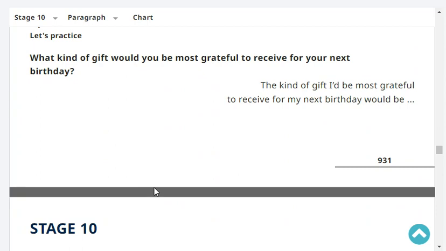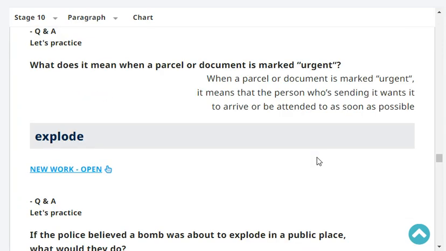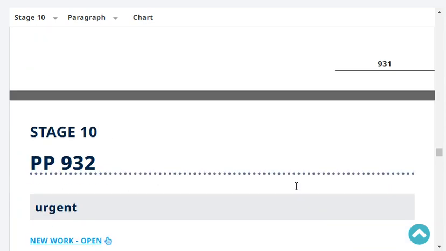Reggie, what kind of gift would you be most grateful to receive for your next birthday? The kind of gift I'd be most grateful to receive for my next birthday would be a diamond ring. Very expensive.